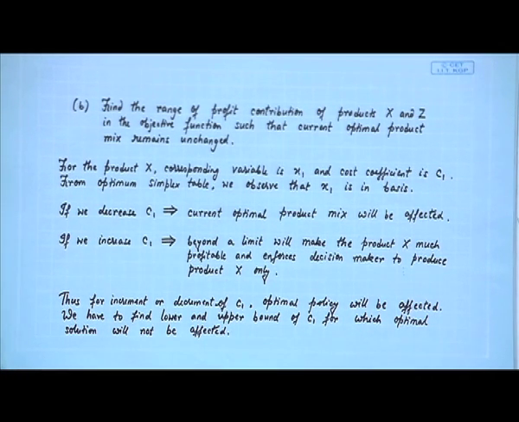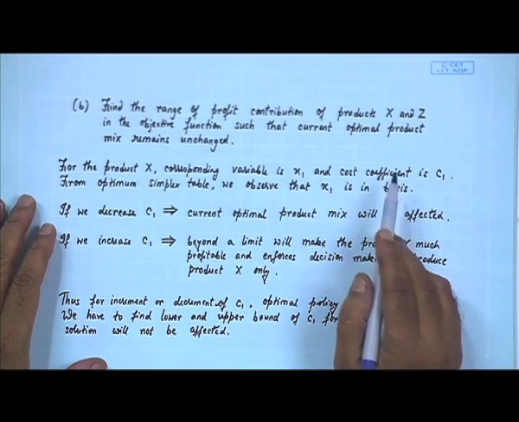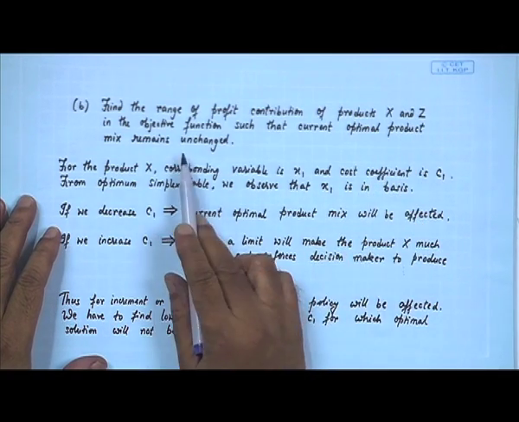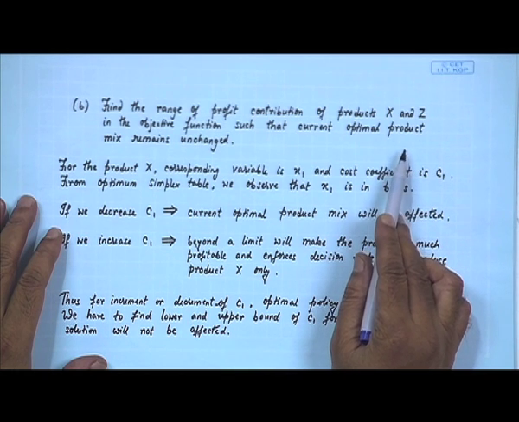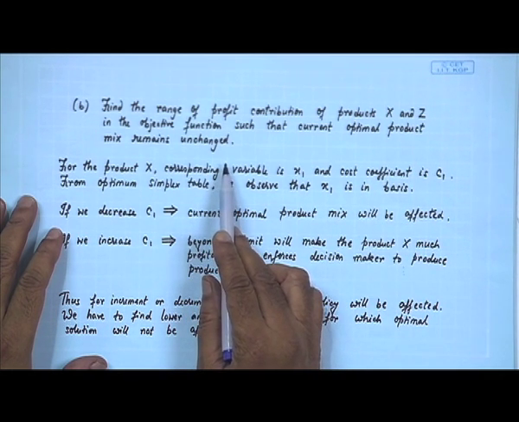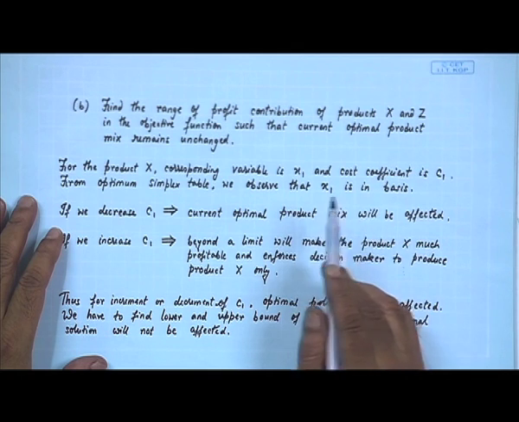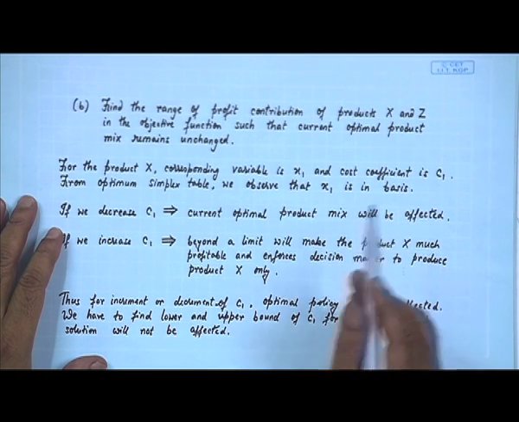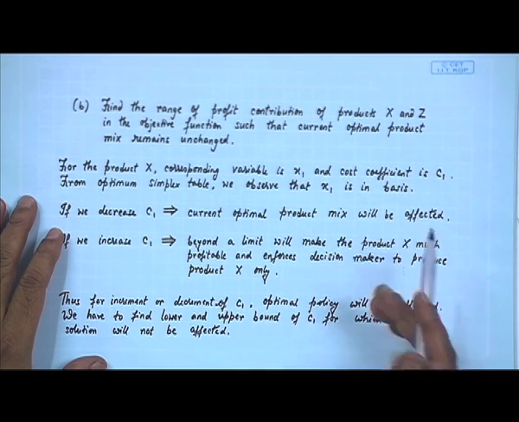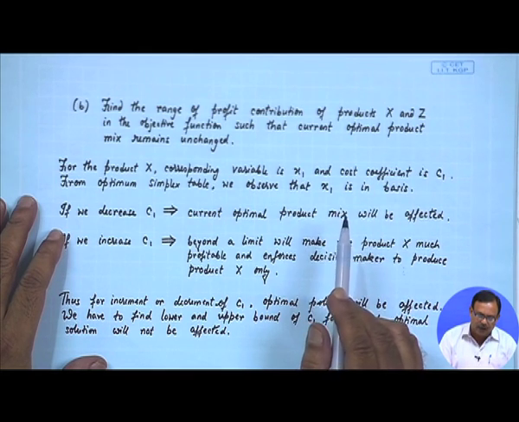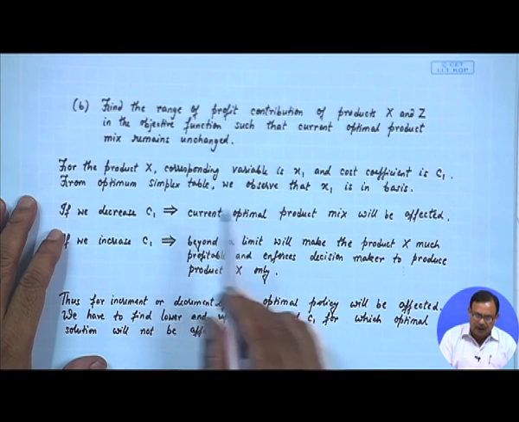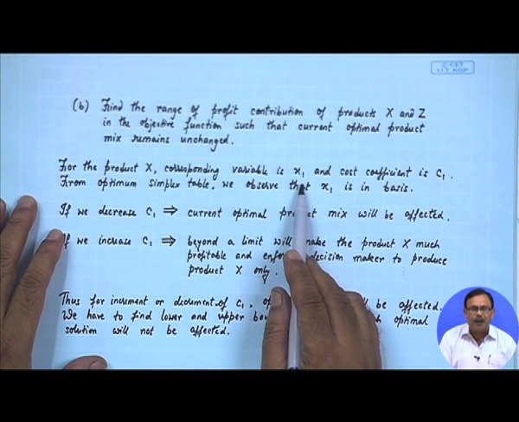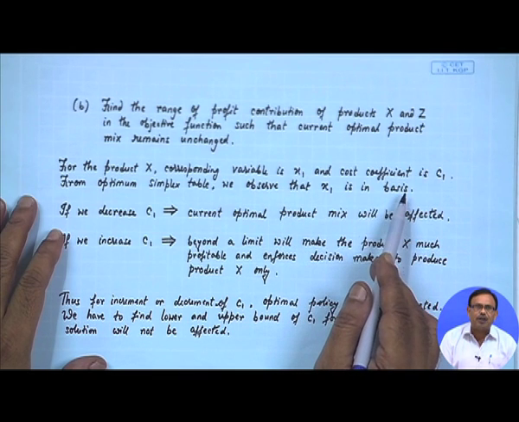find the range of profit contribution of product X and Z in the objective function such that current optimal product mix remains unchanged. That means, what should be the variations in or what range of profit contributions of X and Z, so that it remains unchanged. For the product X, what happens? Corresponding variable, as you know, it is x1 and the coefficient is c1.